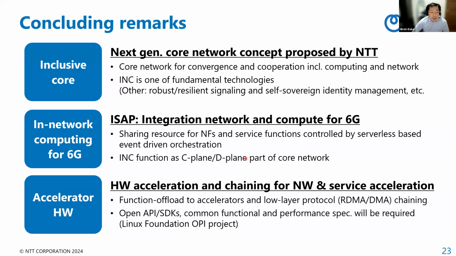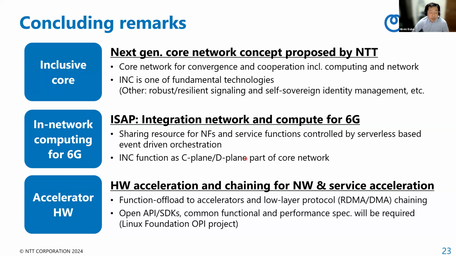And we see that in-network computing functions such as C-plane port or D-plane port should be one of the core network functions for the 6G. And the last one, accelerator hardware. As I showed in my presentation, hardware acceleration and chaining for network and service are done in a pipeline of the accelerator hardwares. So function offload to accelerators and lower layer protocol between them is used. So for example, RDMA or DMA to chain accelerators.